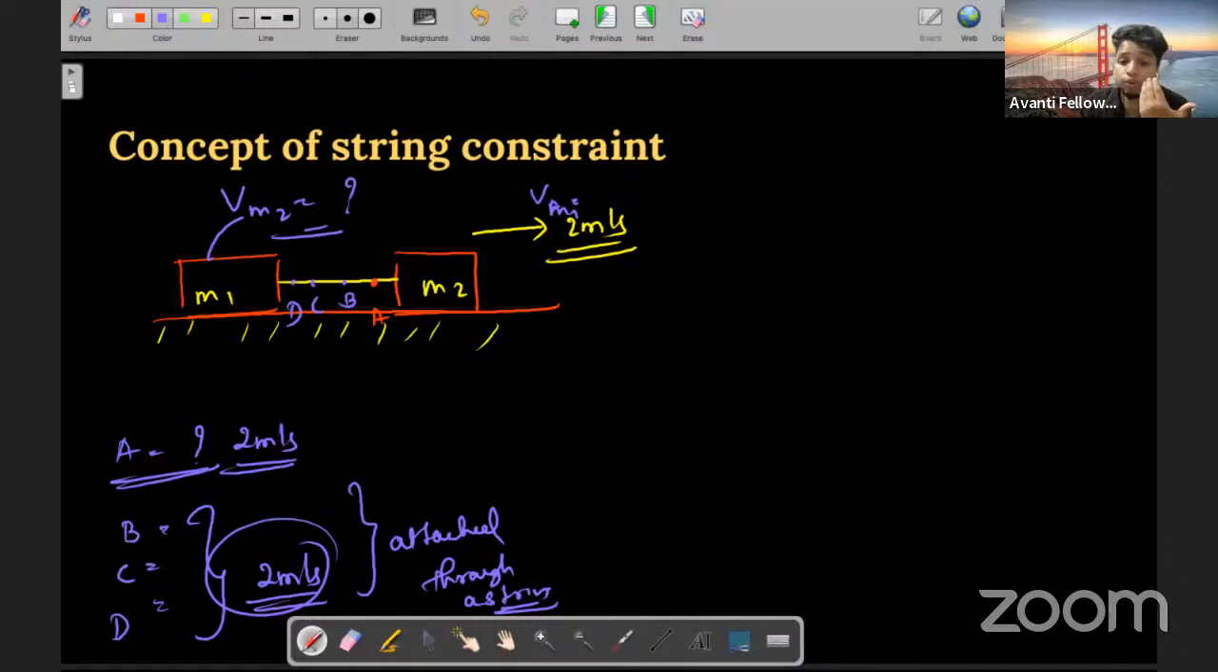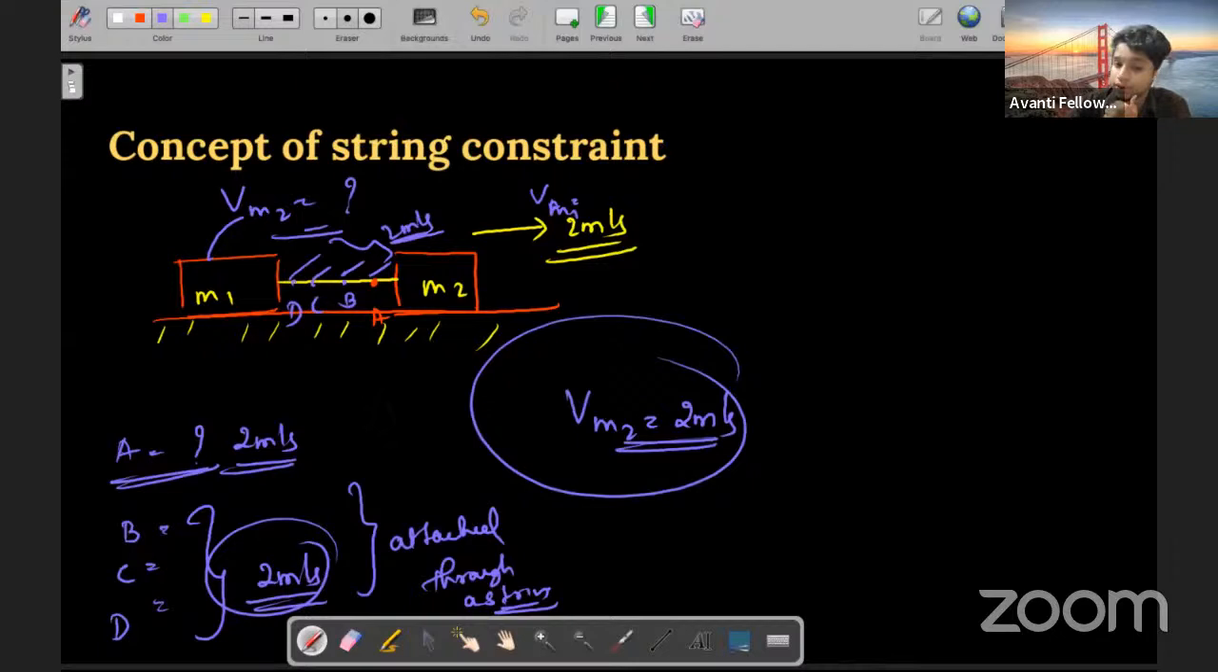Then what will the velocity of m2 be? Now, if everything is 2 meter per second, then students, you know that the velocity of m2 will also be 2 meter per second. Yes or no? Very good, very nice. So yes, very good.